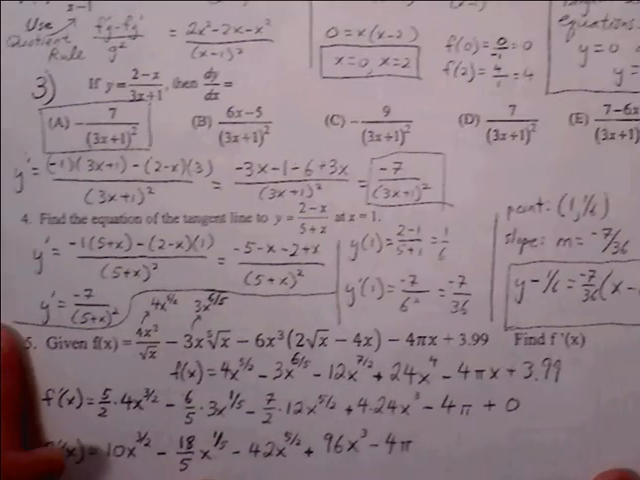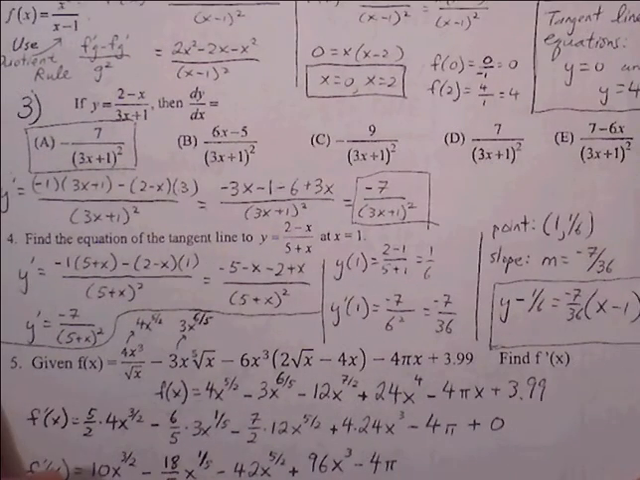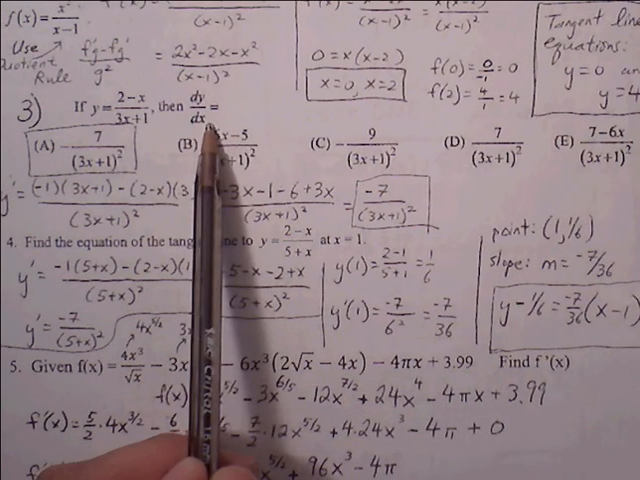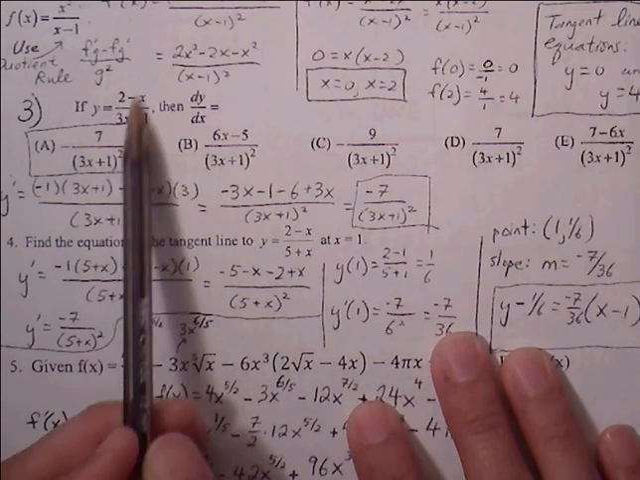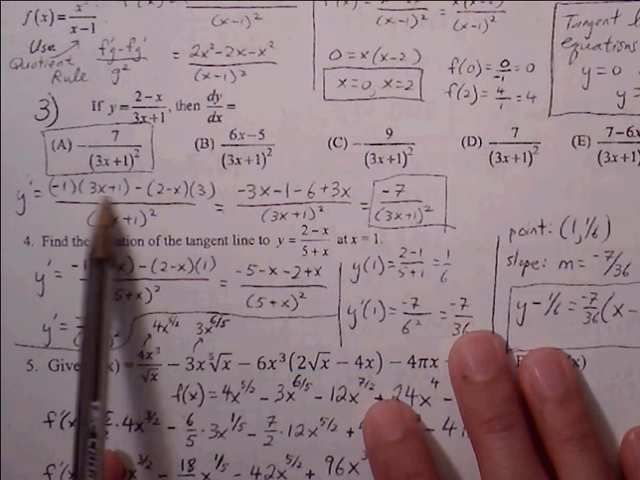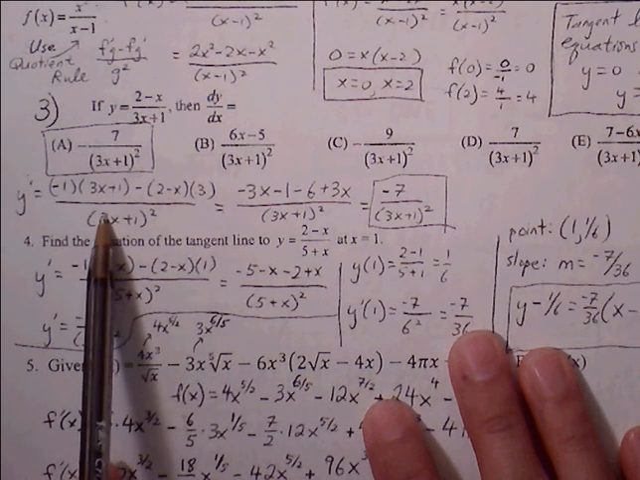All right, number 3, we're given y is equal to 2 minus x over 3x plus 1. It's asking for dy/dx. It's asking for the derivative. So again, looks like this is a setup for quotient rule. So f prime g minus f g prime all over g squared.